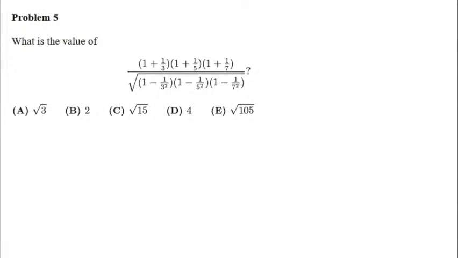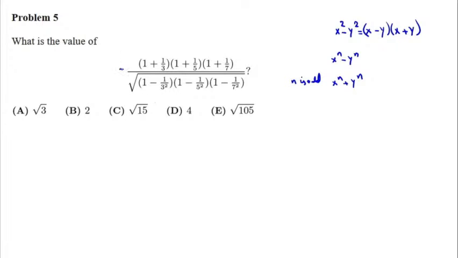AMC 10B 2022, problem number 5. What is the value of this expression, 1 plus 1 over 3 and so on? Before solving this, I should tell you a famous identity: x squared minus y squared equals x minus y times x plus y. We have similar formulas for x^n minus y^n when n is an integer, and for odd n, x^n plus y^n. If you want to know these identities and other useful identities, feel free to send a message to my WhatsApp number in the description and comments.